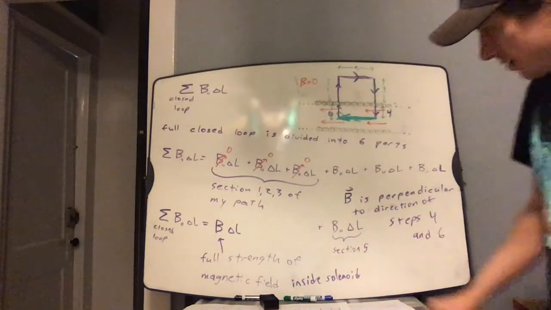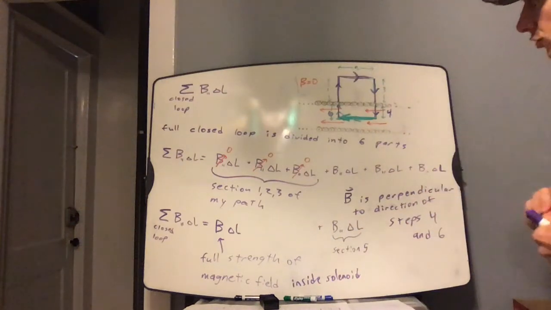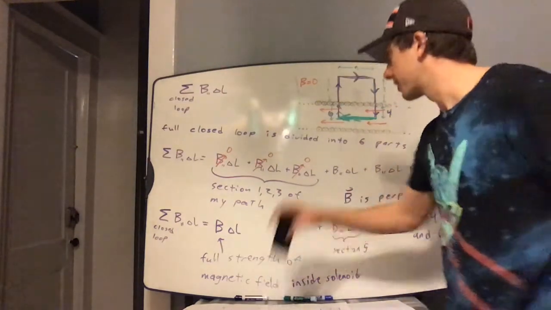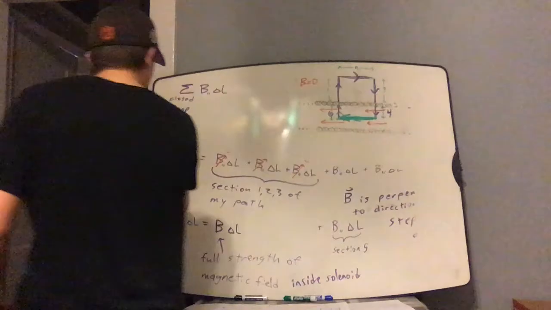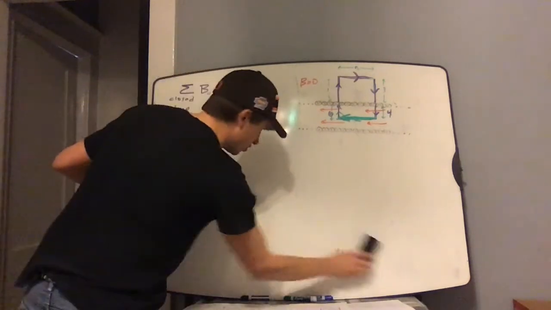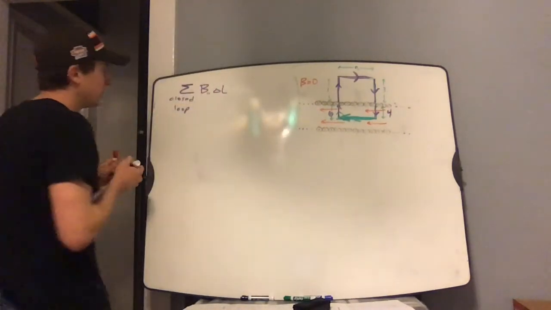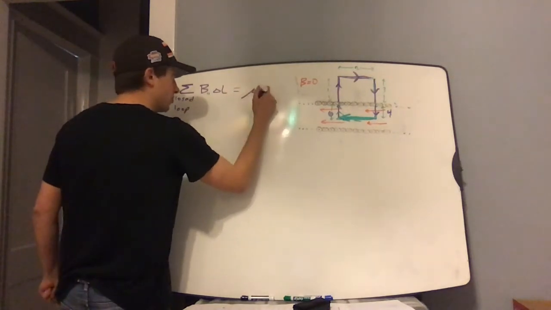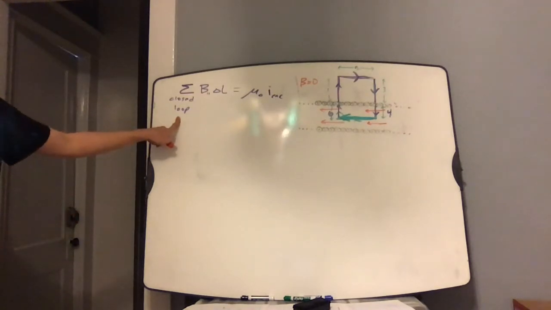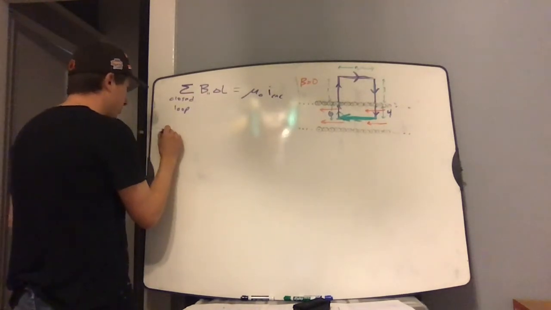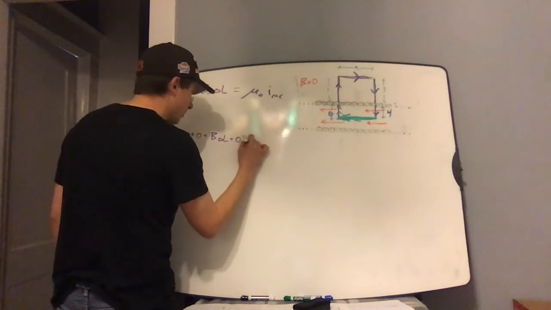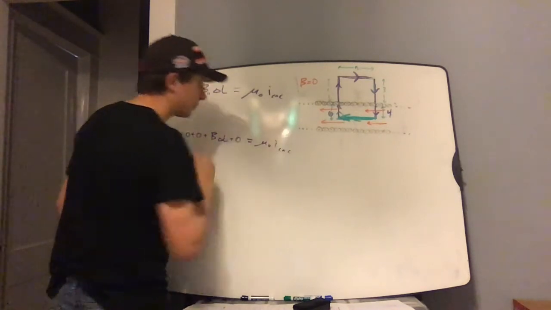Okay, we talked about the strength of the magnetic field inside the solenoid, and we looked a lot at the left-hand side of Ampere's law. Let's look at the right-hand side of Ampere's law. So the right-hand side of Ampere's law is mu naught I enclosed. So for the left-hand side, I have 0 plus 0 plus 0 plus 0 plus B delta L plus 0 equals mu naught I enclosed.